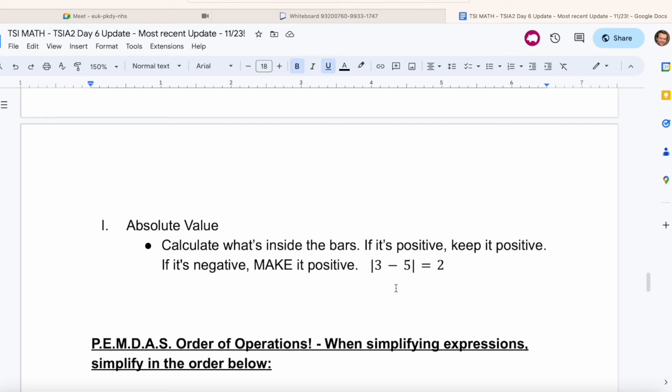And so when you see absolute value, really simply, you can kind of deal with it like parentheses, kind of. You know, calculate what's inside the bars. And by the way, what's 3 minus 5, Bailey? What does that equal? It's negative 2. Yeah, it's a negative 2, okay.